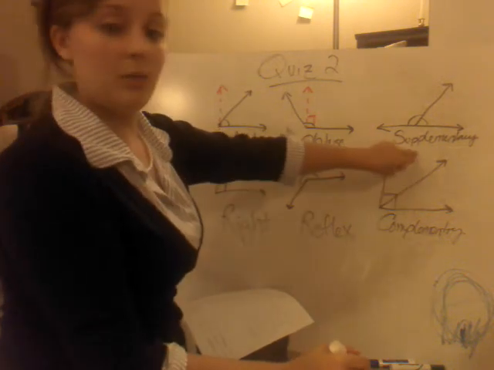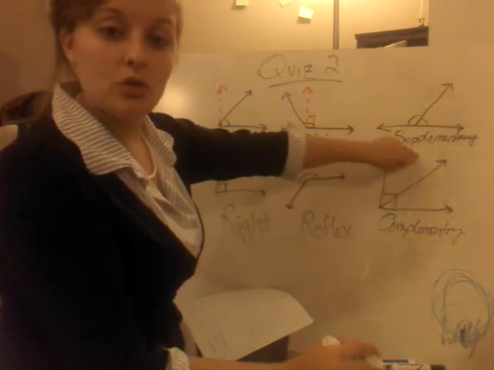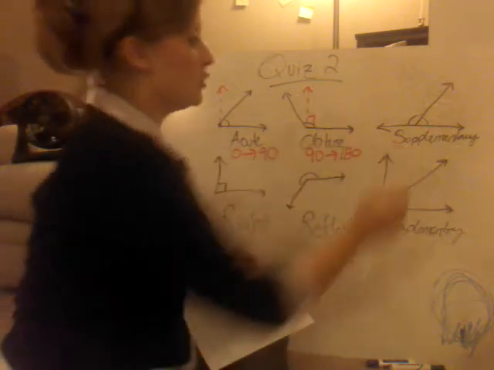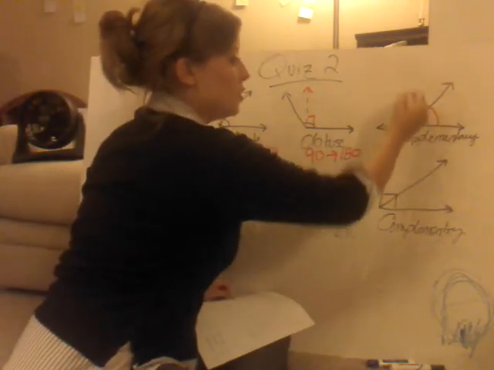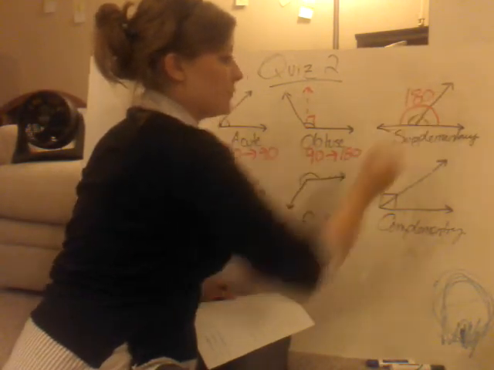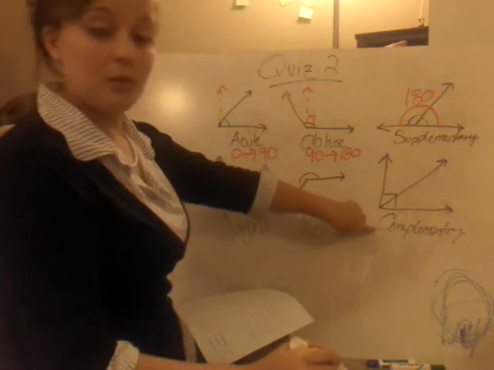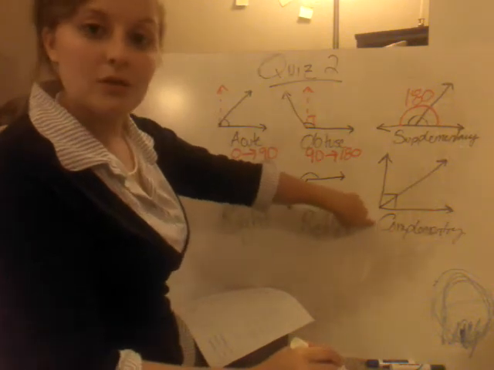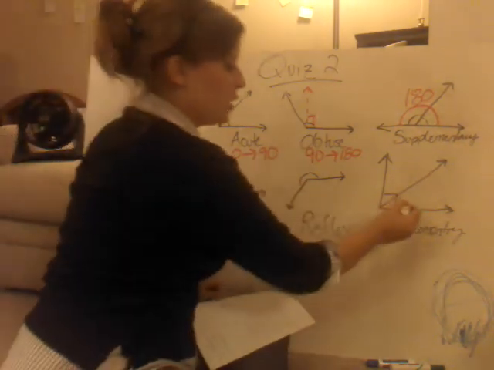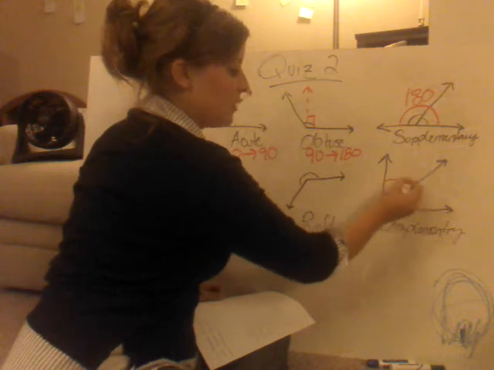Next I have my supplementary. Supplementary angles are two angles that equal 180 total. So total is 180. Down here I have my complementary. Complementary angles are angles that equal 90 degrees total. So 90 degrees total right here.